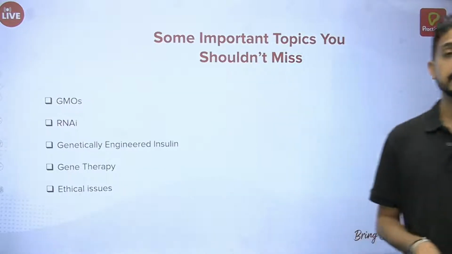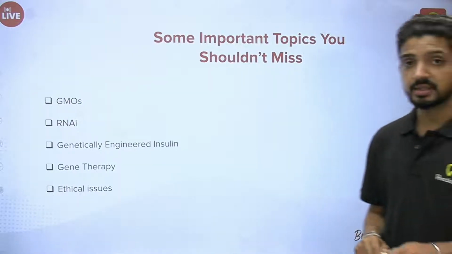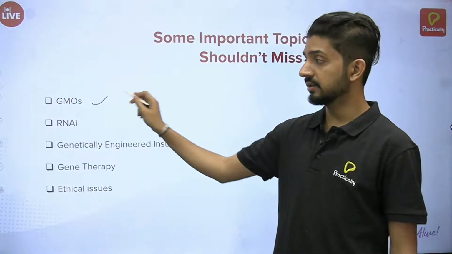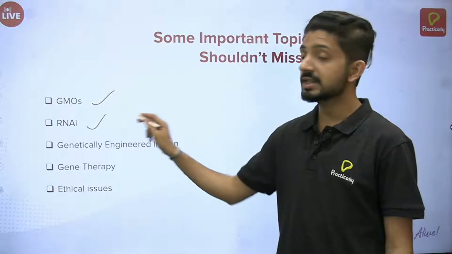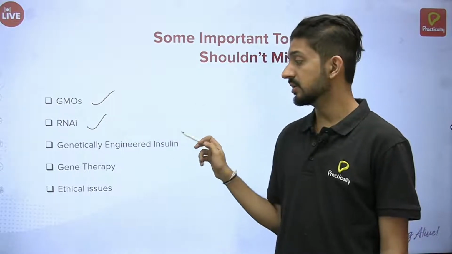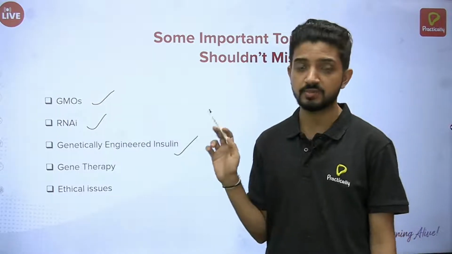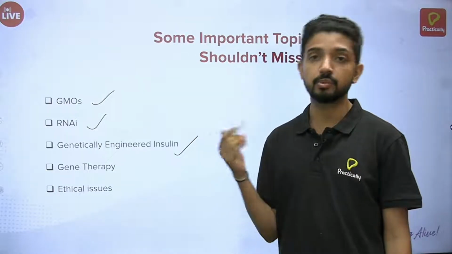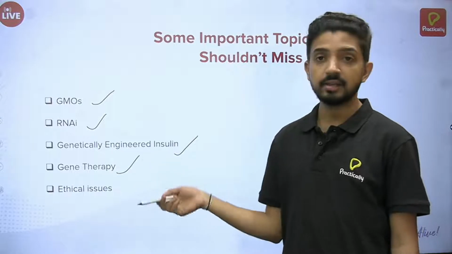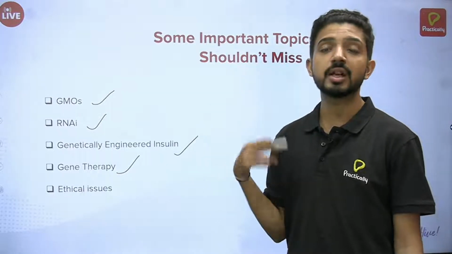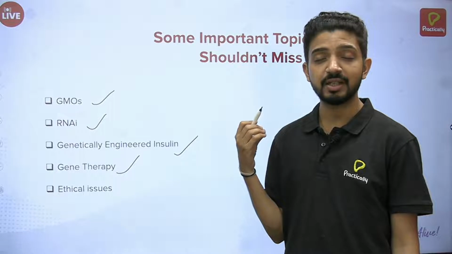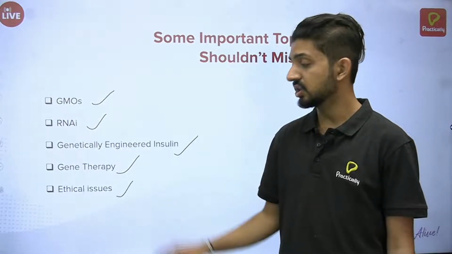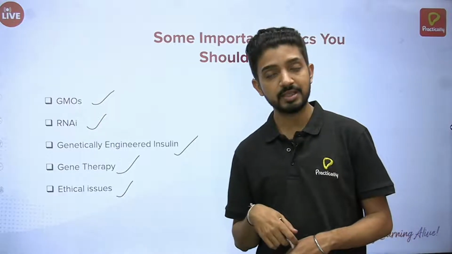Here are some important topics from this chapter which you shouldn't miss. First is genetically modified organisms. RNAi is very important, as we had seen one question based on it. Genetically engineered insulin: a lot of questions are asked based on insulin. The diagram of pro-insulin and insulin, you need to know both. Gene therapy, ADA: again, the flow chart, please do practice. If you can at least draw the flow chart, it will help you to express your answer. And then ethical issues, which is based on biopiracy.